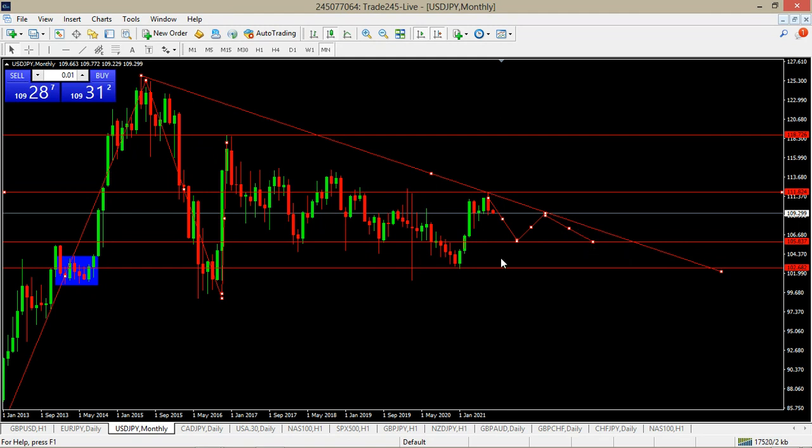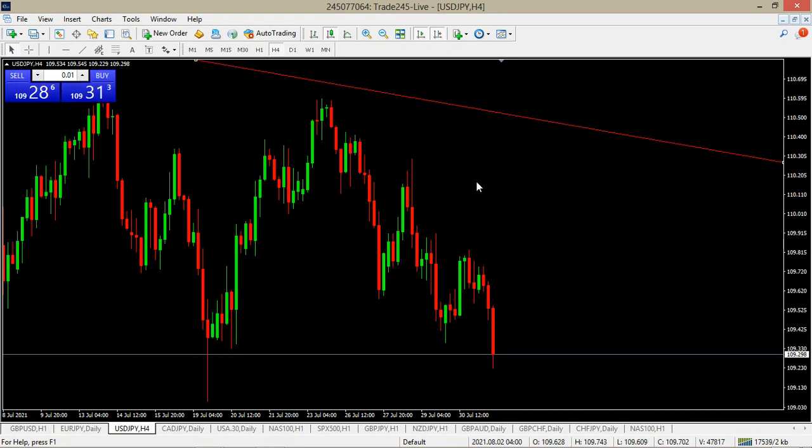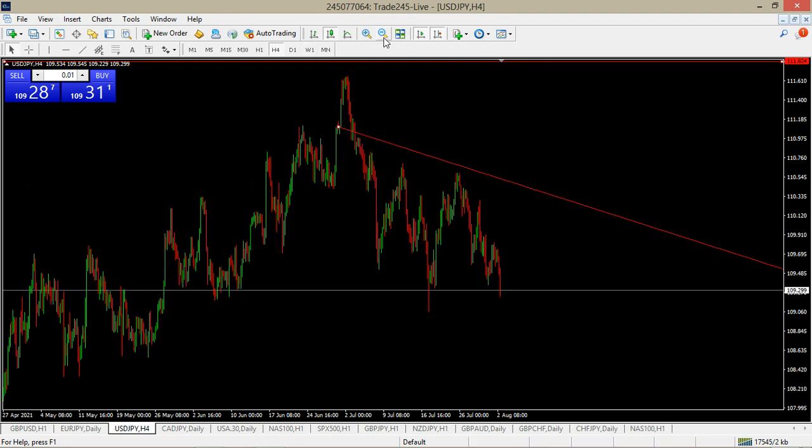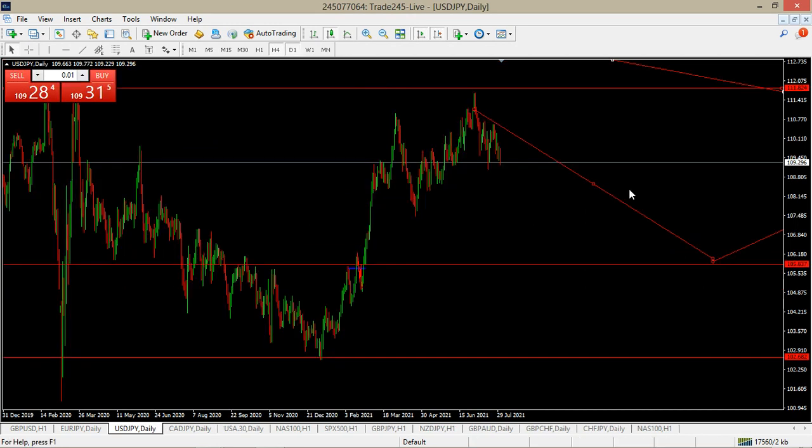So for now we continue with our sell on USDJPY. This is monthly, so now we have to go to lower time frames because now we know where the market is heading. As I said, all I'll be looking for is selling opportunities inside this pair.